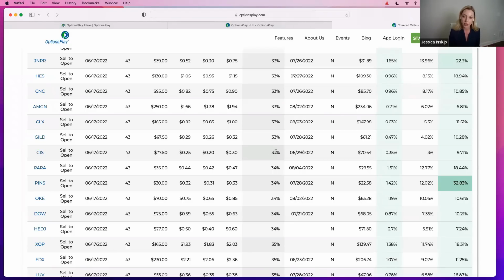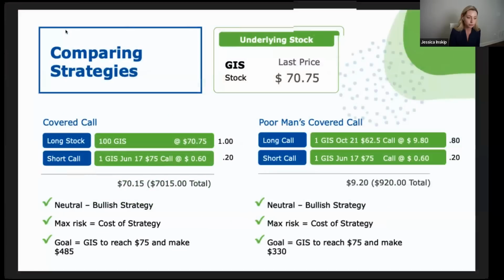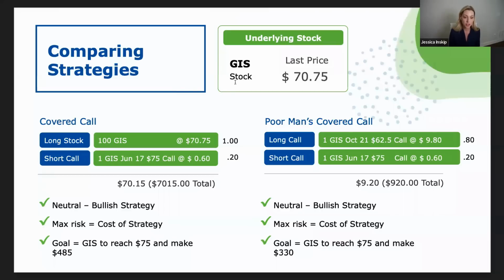So normally if you're doing a covered call, you'd utilize this if you own the shares or maybe even purchase the shares. So let's compare that if you were to purchase the shares now or do the poor man's covered call now. And we'll go through the benefits, the risks, and why it would be executed and so forth. Go back to this one. So comparing strategies, this is GIS at 70.75, which closed at 70.75. So that works out very well.